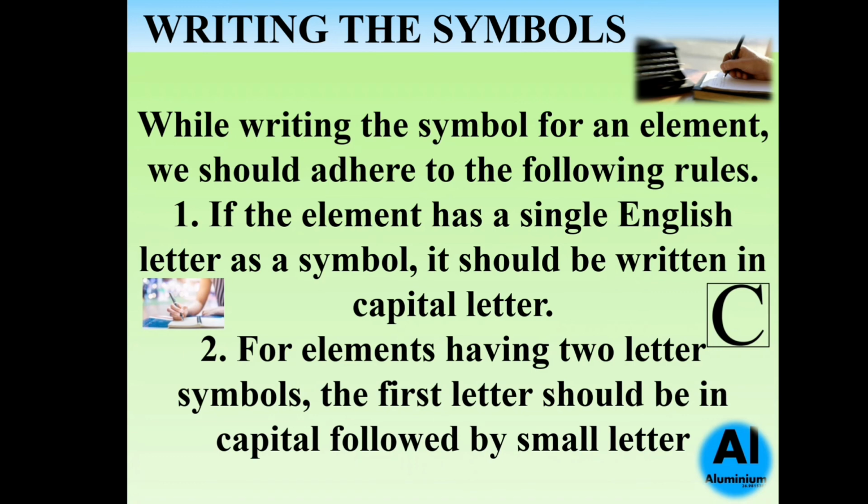For example, for boron and carbon, we write only the capital letters B and C. For elements which have two-letter symbols, for example aluminium, the first letter is written in capital, followed by the second letter, a small l. So for aluminium the symbol is Al. While writing the symbol for an element, these rules should be followed so that we write the symbol correctly.